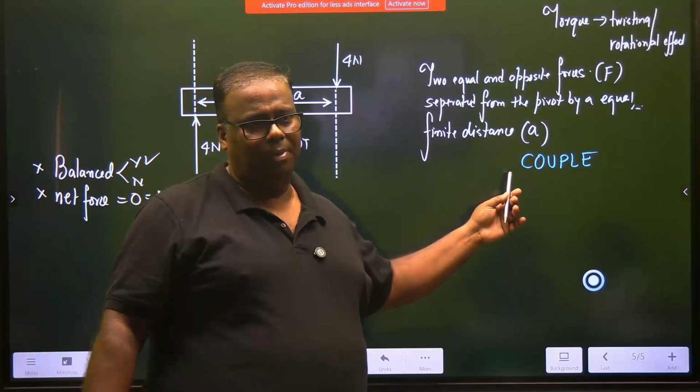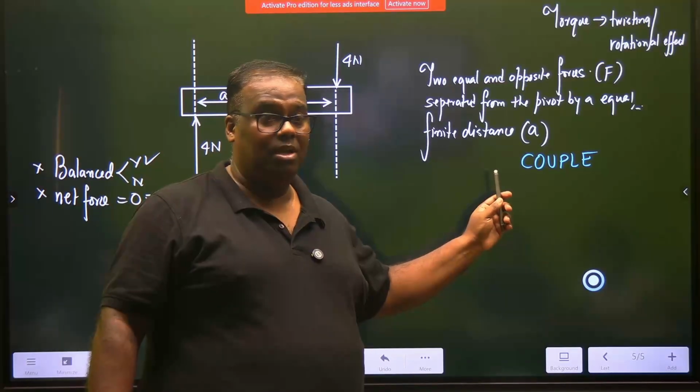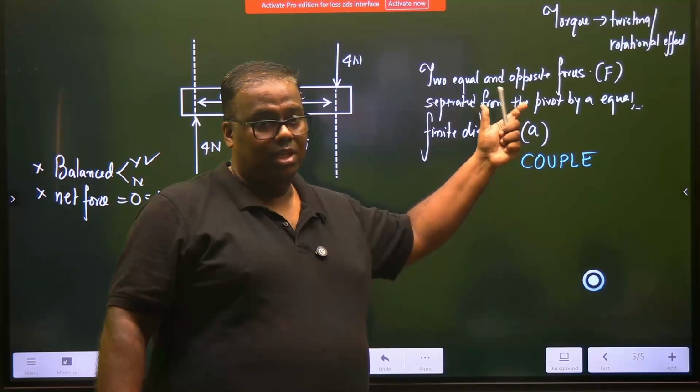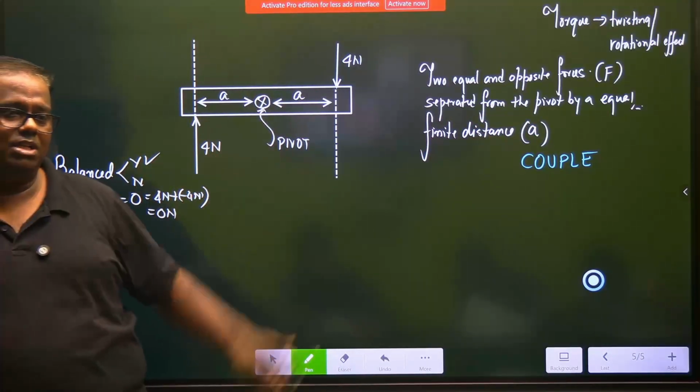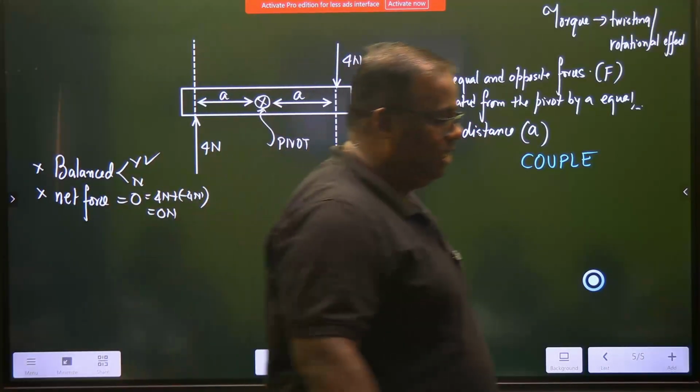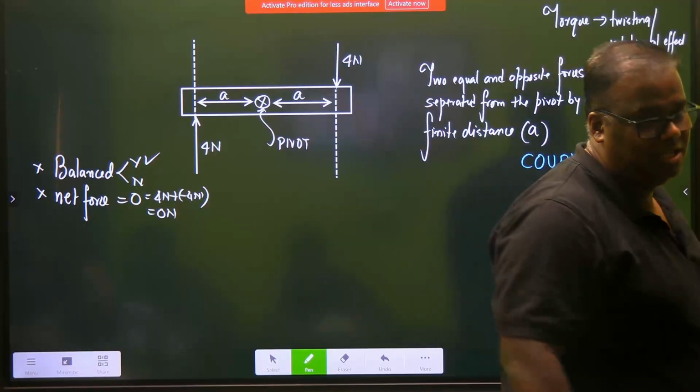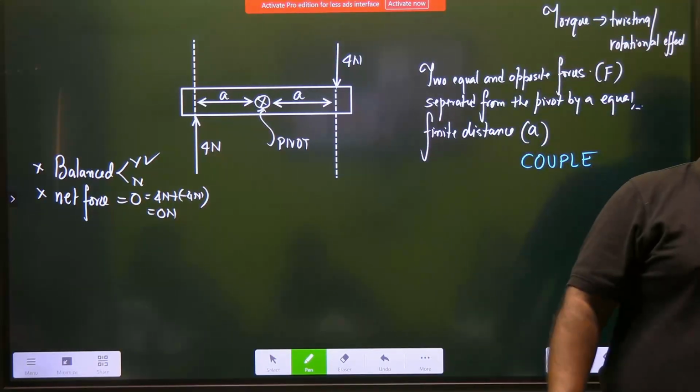So this is called a couple. Not in your syllabus. What is a couple? A couple is an arrangement of equal and opposite forces separated by a finite distance, and these applications of couples are seen in T-wrenches, T-spanners, steerings. The steering is designed in such a manner.